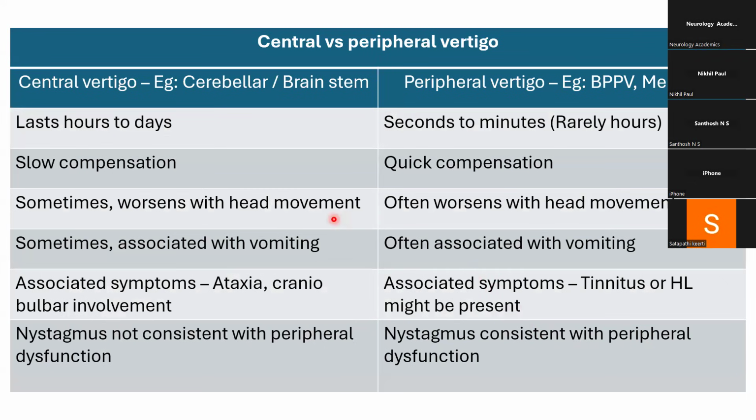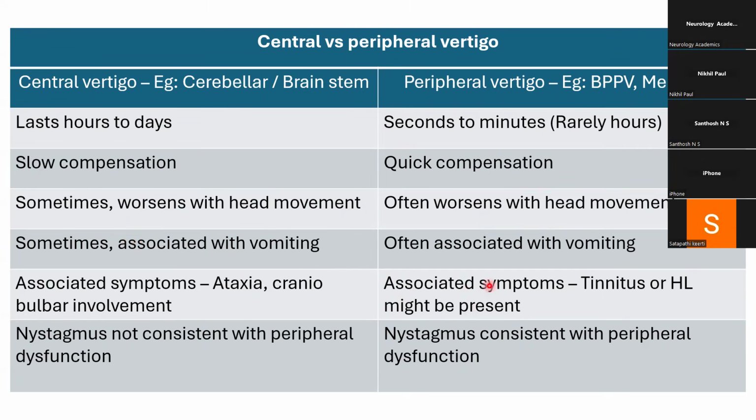So clinically, how do you differentiate between a central and peripheral vertigo? A central vertigo, maybe if it's due to a mass lesion or something, can last for hours to days. And it has a slow compensation because the central part is being affected. In a peripheral vertigo, as in BPPV or Meniere's, it lasts for seconds to minutes and there is quick compensation. And the peripheral is the one that is significantly associated with vomiting and significantly worsens with head movement. But these both can occur to an extent in central also.